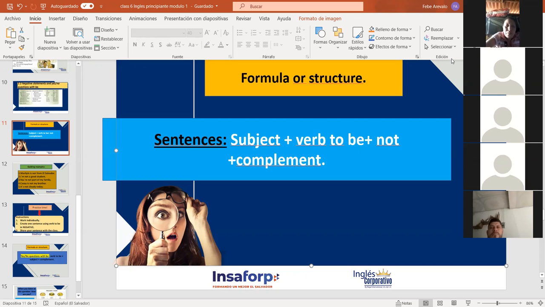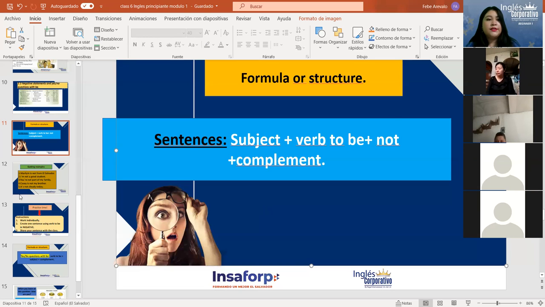Excellent. Thank you. Let me have Amber Dominguez tell me the structure, please. Subject plus verb to be plus not plus complement. That's correct. Thank you. And Mayra, please tell me the structure. Subject plus verb to be plus not plus complement. That's correct. All right, that's it. ¿Verdad? A todos se nos quedó ya cómo sería esta structure. Está bien básica y fácil.